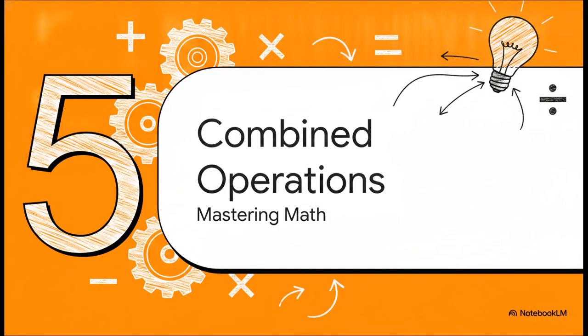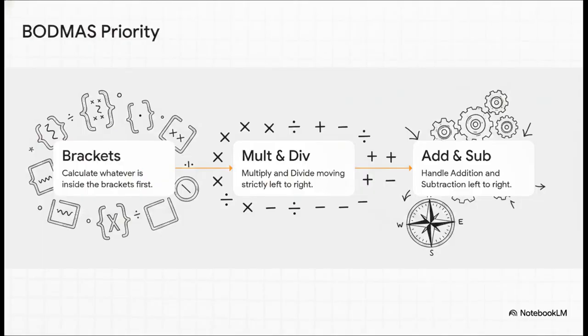Section 5, Mastering Combined Math Operations. Let's take all these rules we've learned and actually put them to the test. To avoid total cognitive overload when you're staring down a huge equation, you have to follow this priority order. BODMAS. Step 1. Calculate the brackets first, always. Step 2. Hit the multiplication and division, moving strictly left to right. And Step 3. Finish with addition and subtraction, again, scanning left to right. Seriously, this priority list is your ultimate mathematical compass when exam pressure hits.